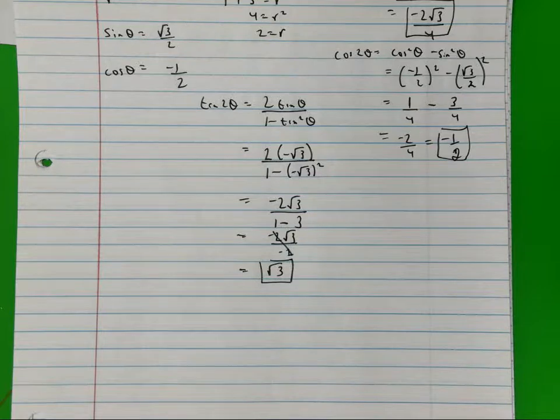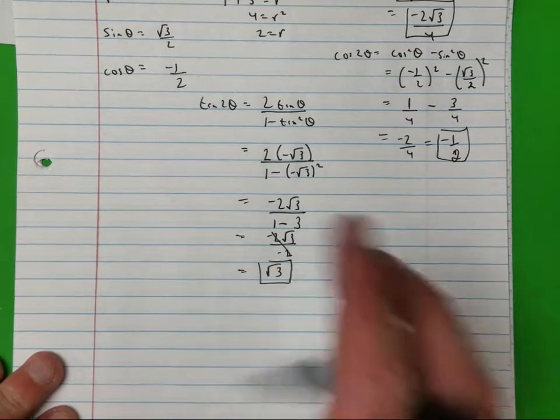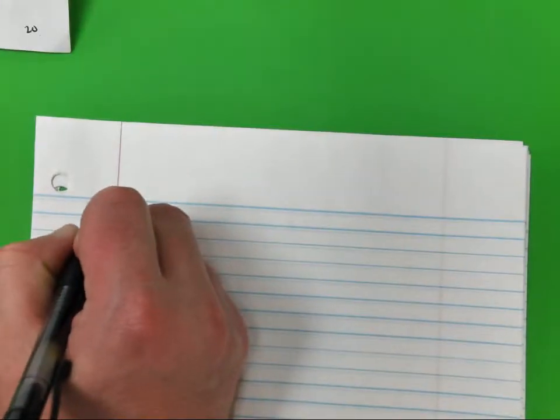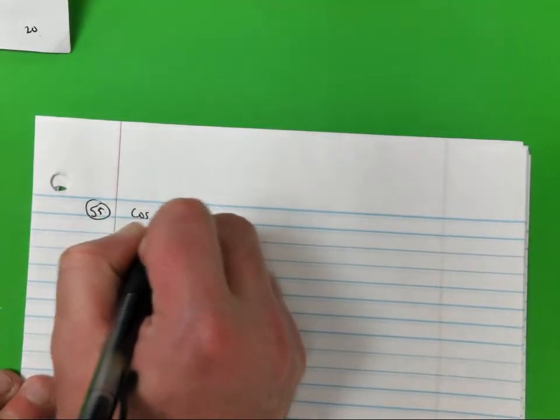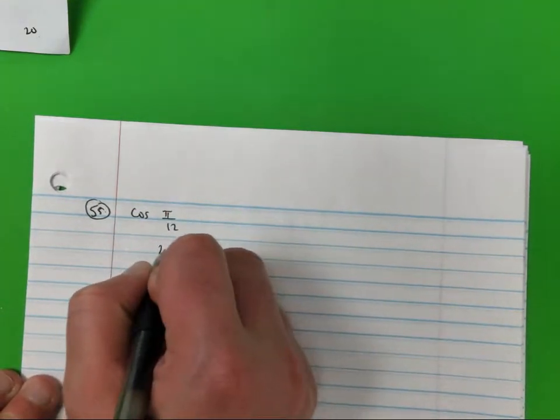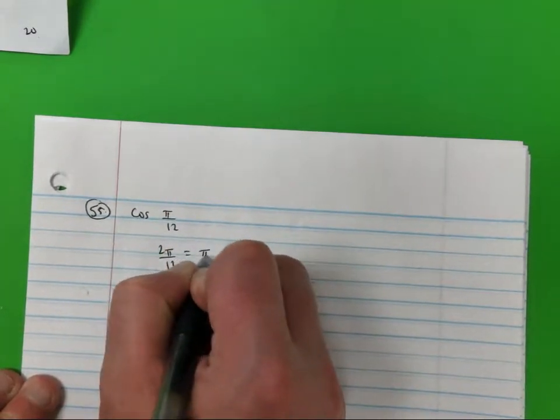So on number 55 and 56, it should say use half angle. Sorry about that. I'm going to look at 55 and let you try 56 on your own now. We're going to use the half angle. Cosine of pi over 12. I'm going to multiply that by 2. That gives me 2 pi over 12, which is pi over 6.